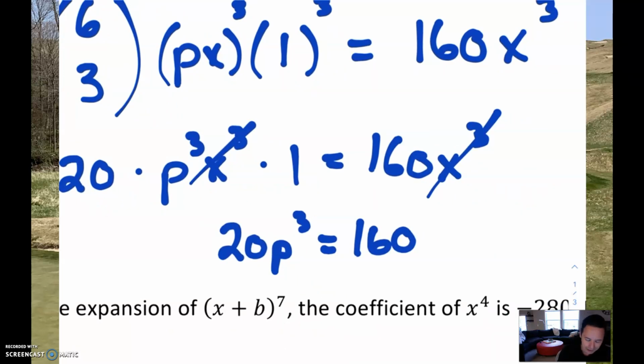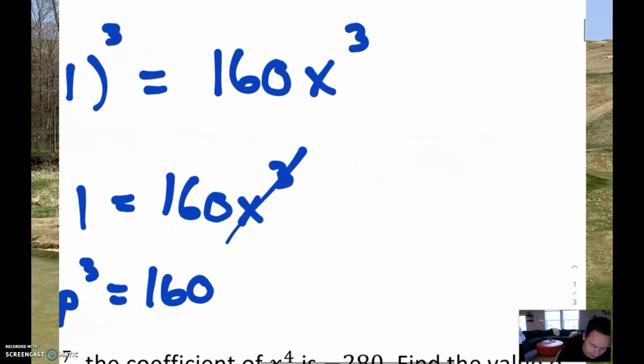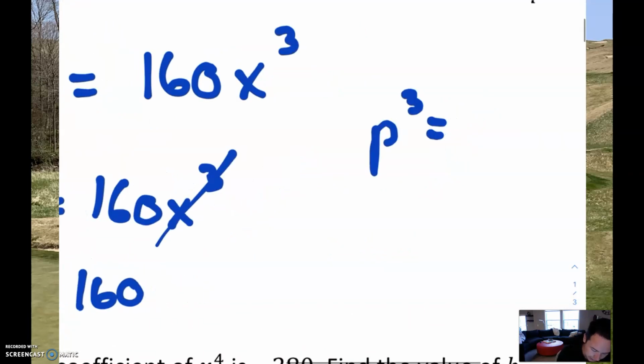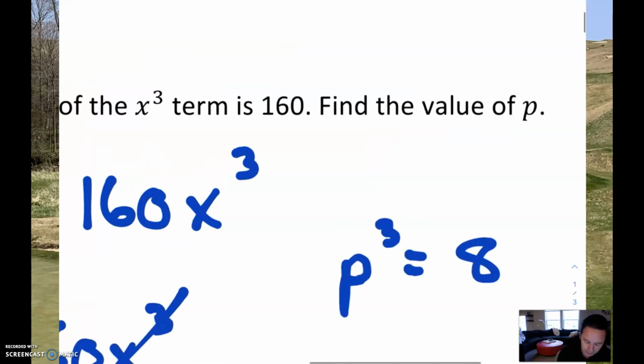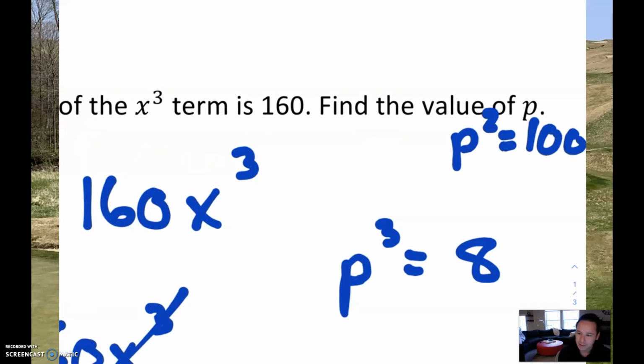Then we end up solving for p. To do that, let's divide both sides by 20. So you're left with p cubed equals 160 divided by 20, which is 8. And here's where maybe you forgot how to solve these. If you had something squared, let's say p squared equals 100, to get rid of a squared you just take a square root and it does it for you. There's always a button for square root on a calculator. But what about p cubed? How do you get rid of that 3?